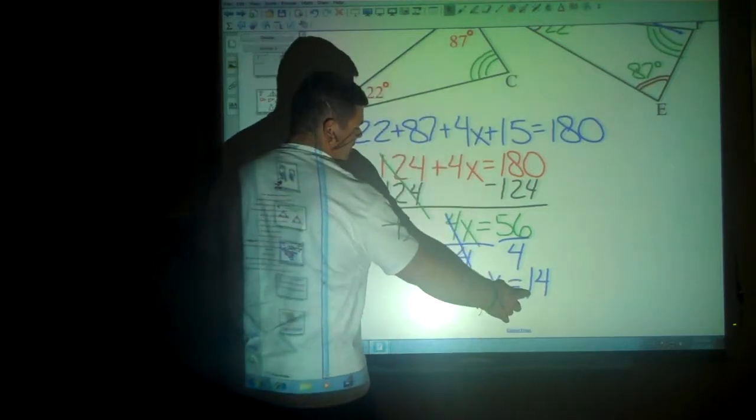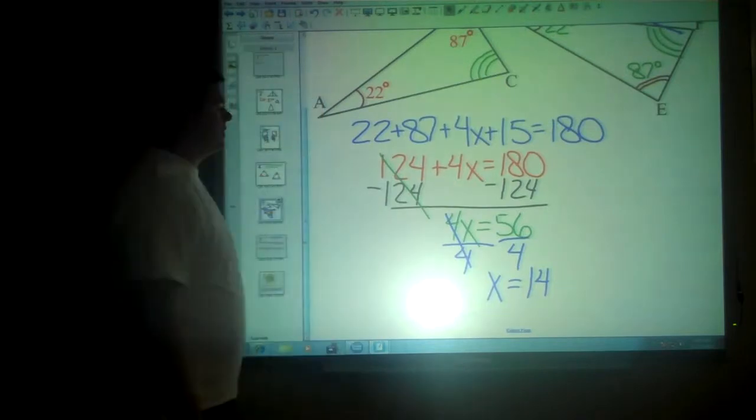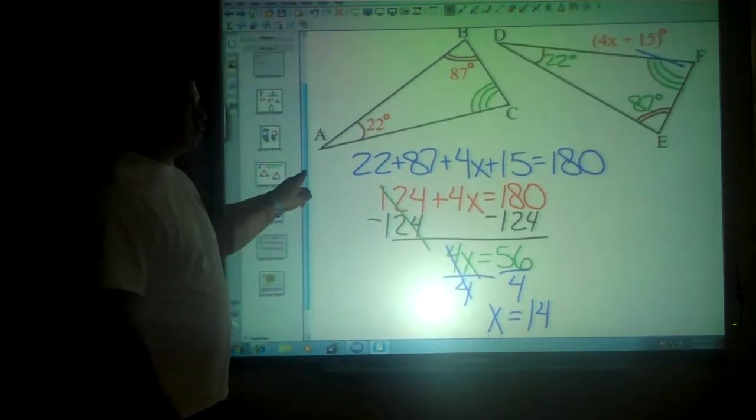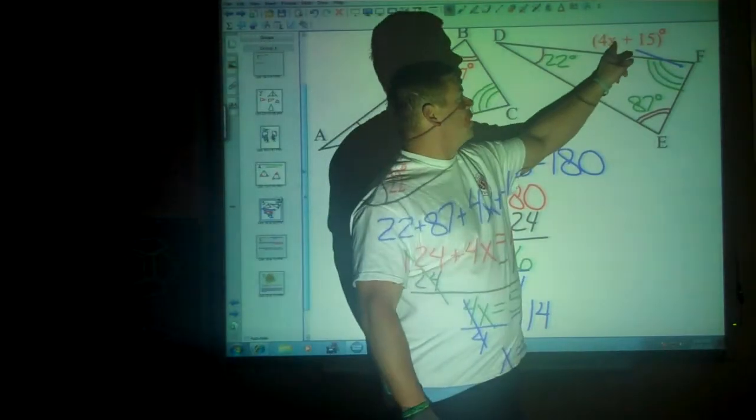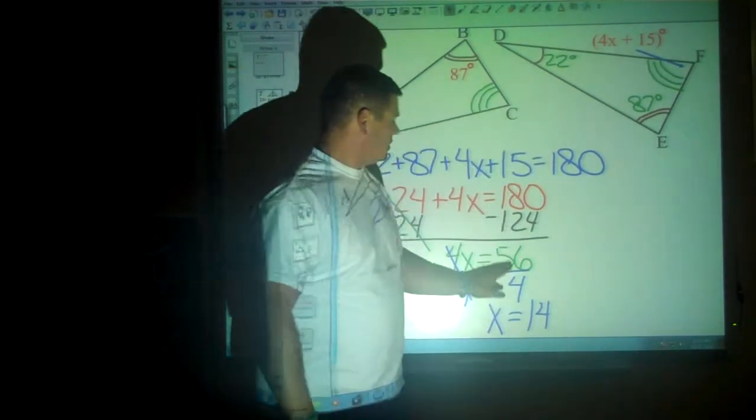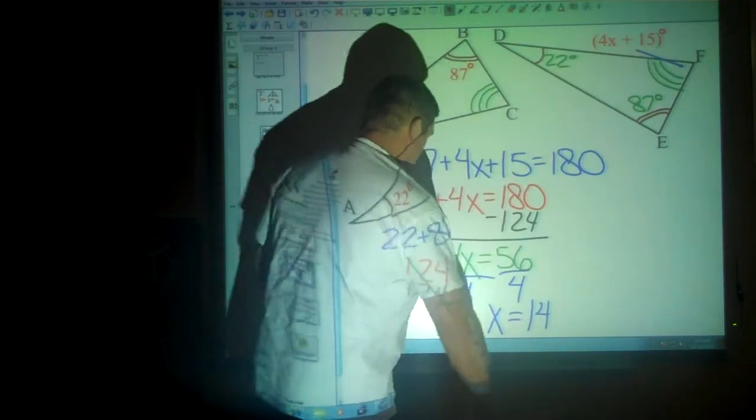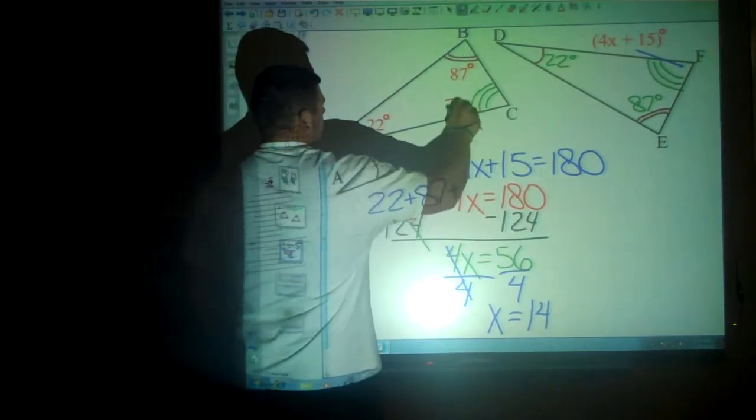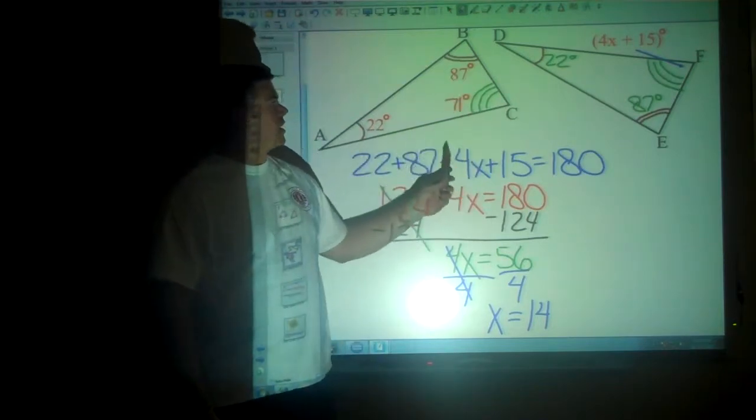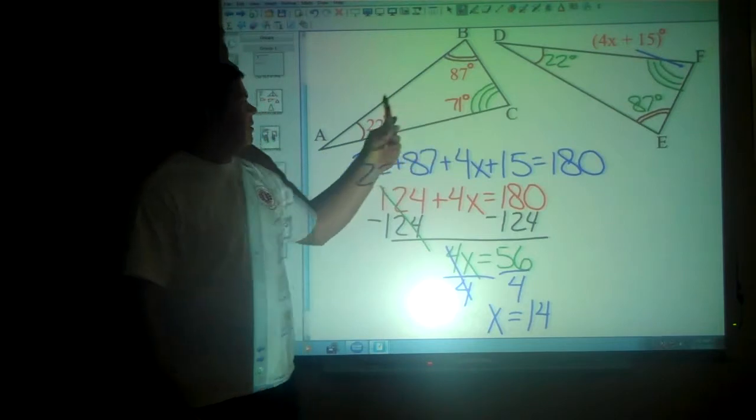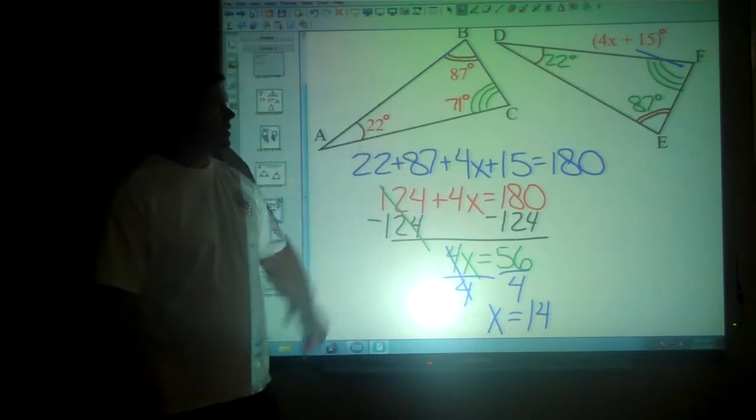Test that to make sure. 4 times 10 is 40. 4 times 4 is 16. 40 and 16 would make 56. So let's see if that's actually true. If we had x is 14, 4 times 14, as I just mentioned, was 56. 56 plus 15 should be 71 degrees. If this is 71 degrees, then we're good. Well, 87 and 71 is going to be 158. Plus 2 more would be 160, plus the extra 20 is 180, so yes, it does work.